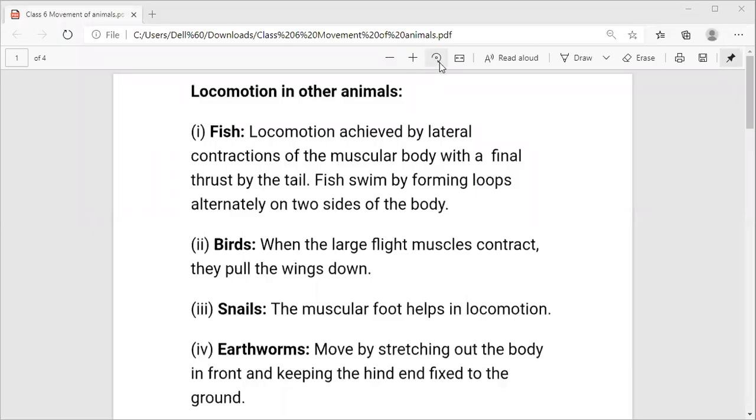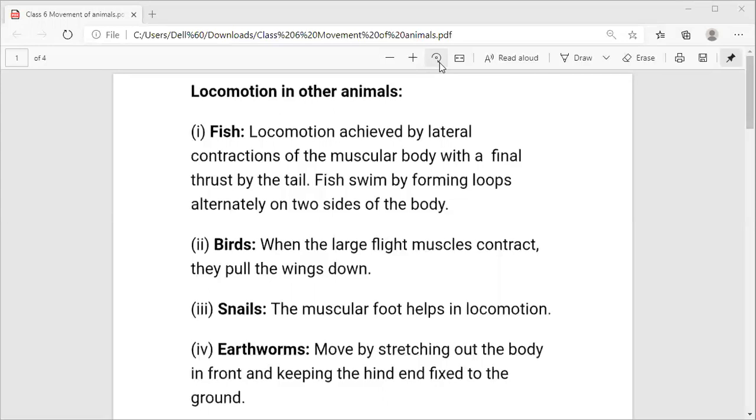Hello children, today in this video I will continue chapter number 8, body movement. Already we have discussed the function of skeleton, muscles and bones. After that we discussed different types of joints present in our body. Now I will continue with the part gait of animals and the locomotion in the animals, how different animals move.